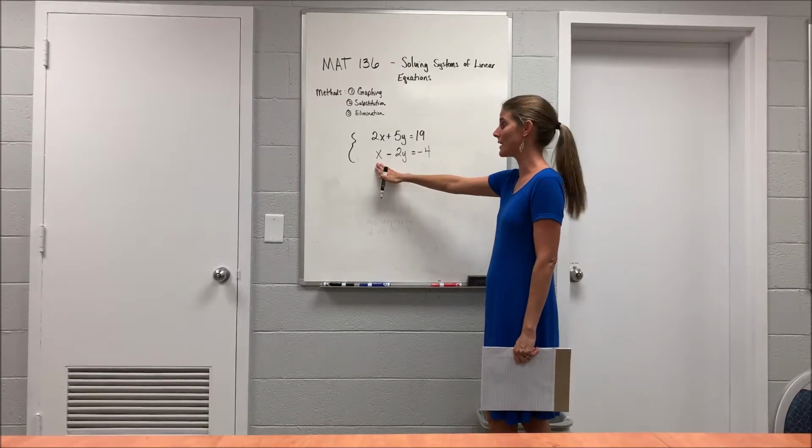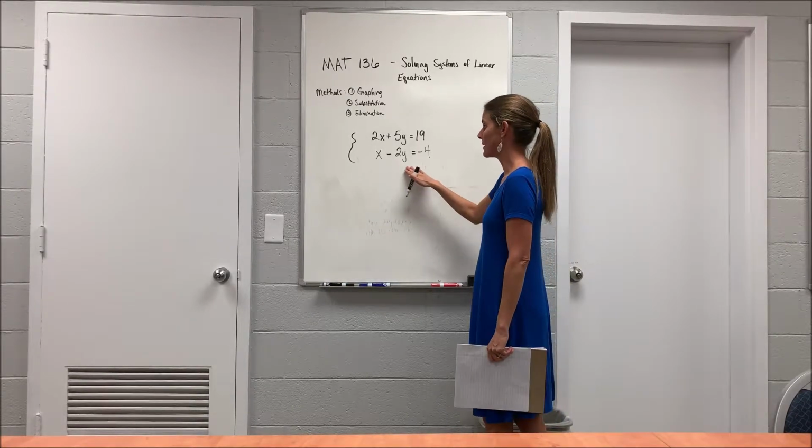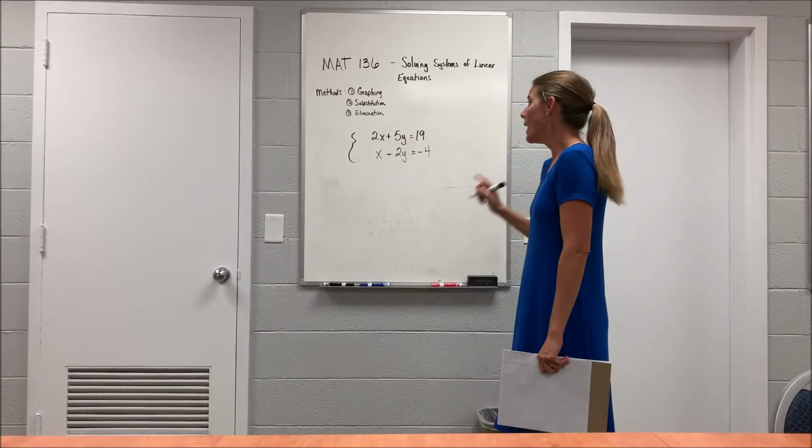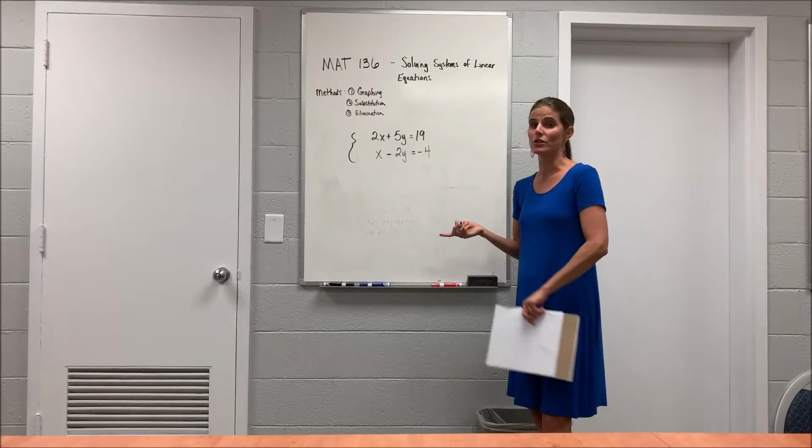This one wouldn't be terrible to do substitution because you could pretty easily solve for this x, get this x by itself. And if you did that, then that new expression that you solved for x, you would just plug that into this x and solve from there. But I'm going to show you how to do this using elimination.